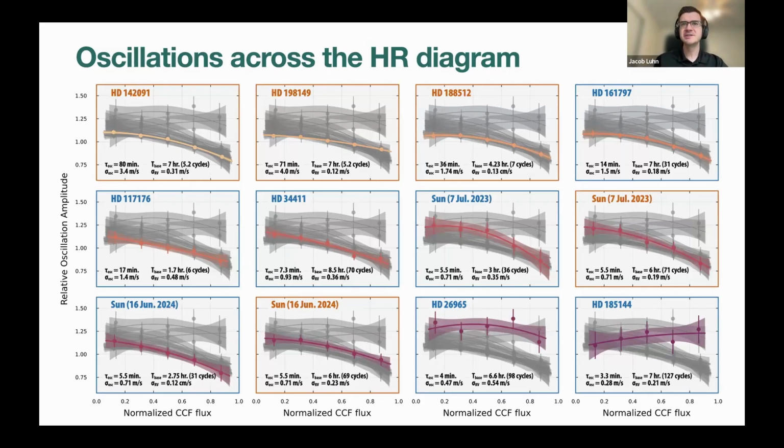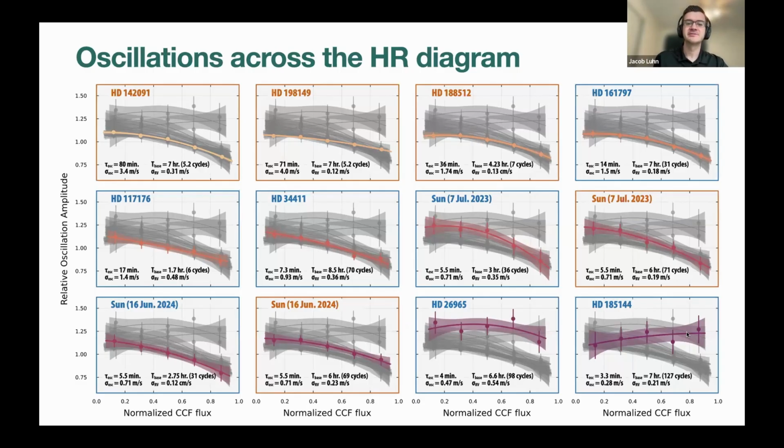And so we notice a few things here. In general, we see the same or similar trend for all of our targets, and that is larger oscillations in the core of the CCF compared to the wings. There's a possible hint of a flattening or maybe even a reversal for these K-dwarfs, but I'll note that these 2 are really testing KPF's limits. It's a challenging observation to make, and so the uncertainties there are much larger.